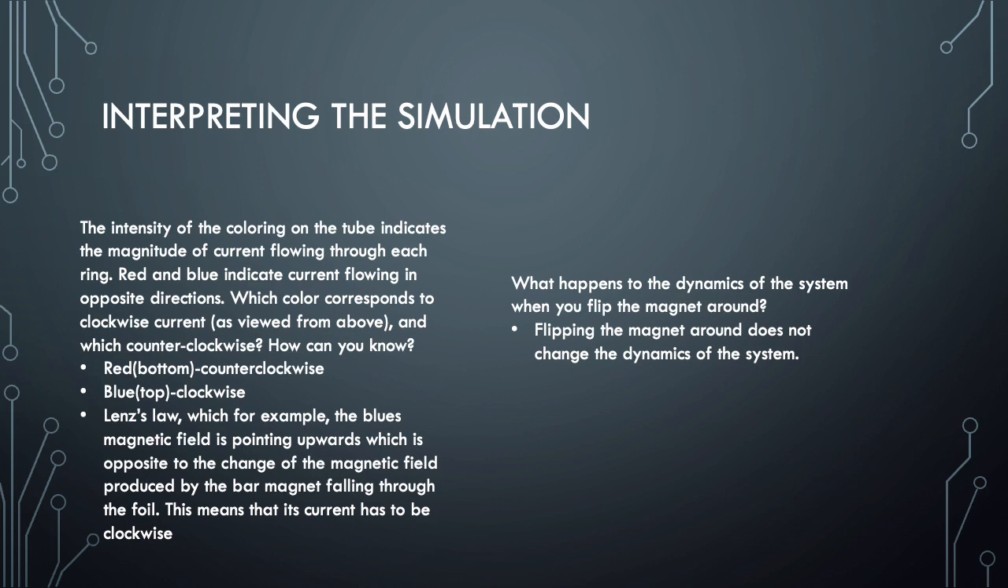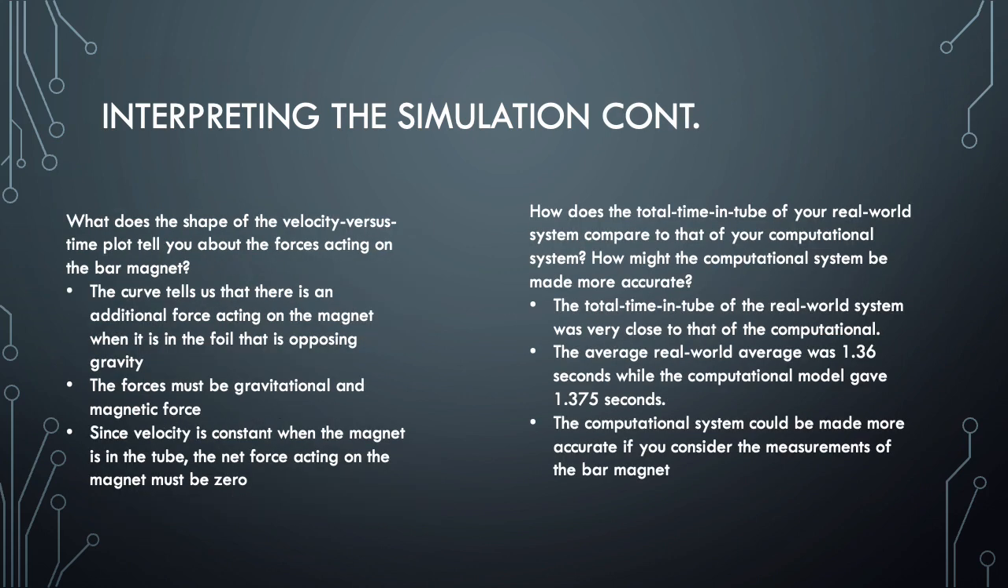As for what happens to the dynamics of the system when you flip the magnet around, when the magnet is flipped around, the dynamics of the system don't change. Now for further interpretations, the shape of the curve tells us that once the bar magnet is in the tube, there's an additional force acting on the magnet that is opposite to the gravitational force. The forces in the tube must be the magnetic force and the gravitational force. Since velocity is constant, when the magnet is fully in the tube, the net force from the magnetic and gravitational force must be 0, as we saw in the graph.